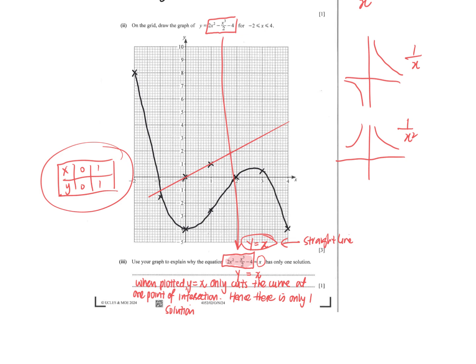I don't know how. So this one is a bit higher level.